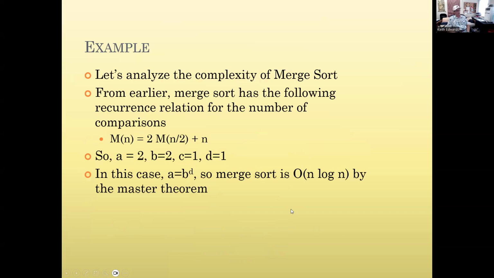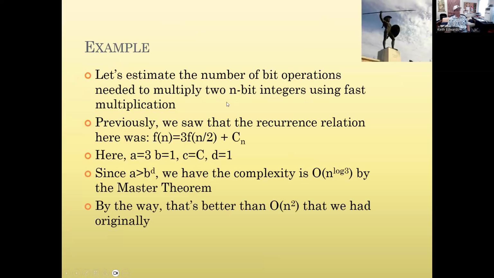So for merge sort, a is 2, b is 2, c is 1, and d is 1. And in this case, we get merge sort as O of n log n, which again corresponds to our understanding of how that works, because you have n leaves in the tree, and the tree is of height log n. So it's nice that this works out in the way that we expect it to. For multiplying two n-bit integers using the fast multiplication, we actually get O of n to the log base 2 of 3, which is not quite n squared, but it's better than the n squared that we had originally. So this is a faster version of it.